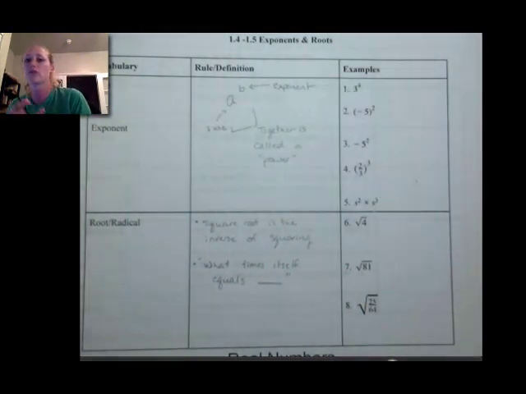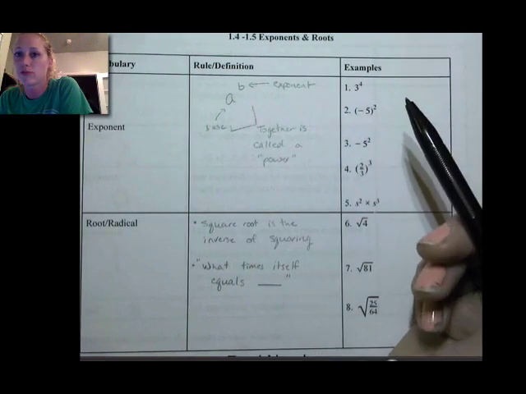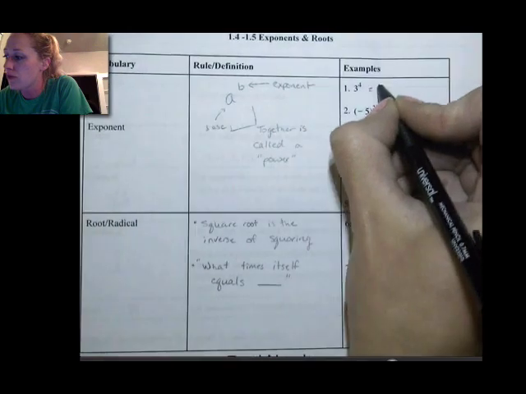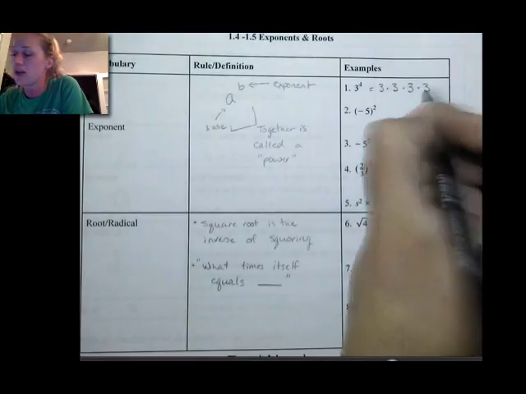Here is what we call a power. We have two parts to it. We have the base and we have the exponent. The exponent tells you how many times to multiply the base together. So in this example, my base is 3 and my exponent is 4. So what that says is you're going to take the base of 3 and multiply it together 4 times.